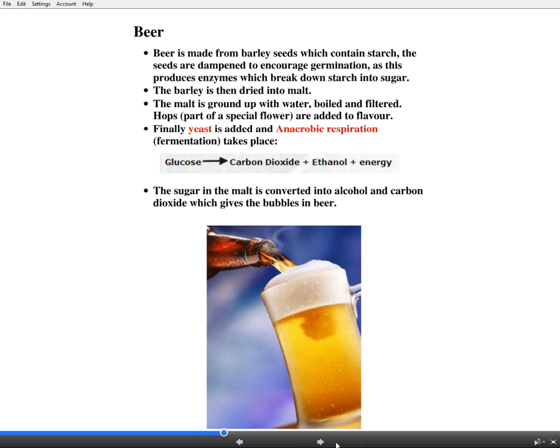So essentially the barley seeds contain starch, and the seeds are dampened to encourage germination, and that makes enzymes which start to break the starch down into sugar. So essentially the barley seeds are a source of sugar. This is then dried into malt, which is ground up and added to water, boiled and filtered. Hops are added basically just to add flavor to the beer.